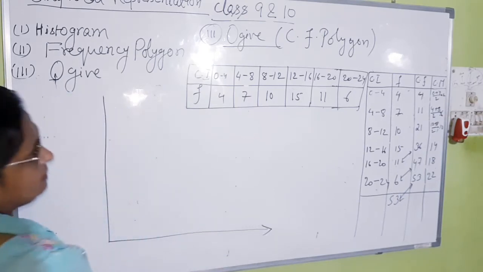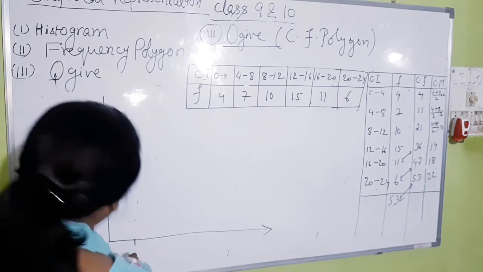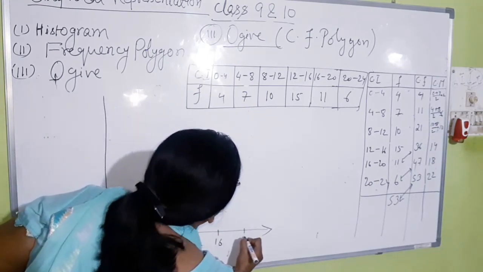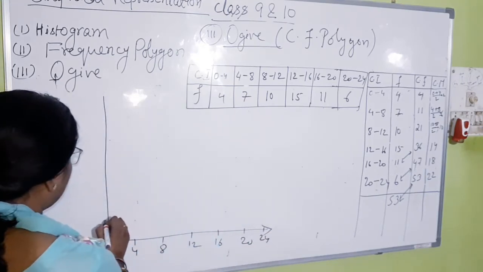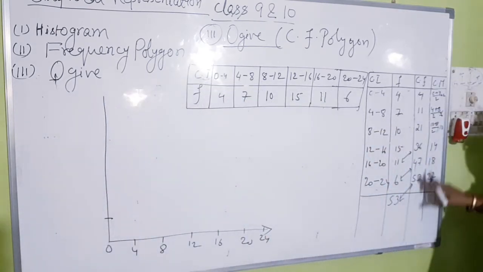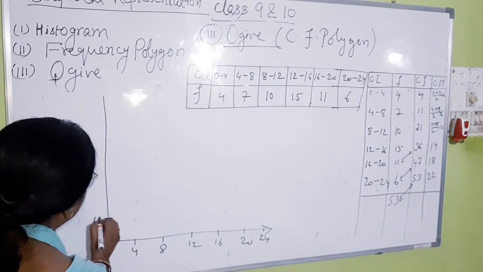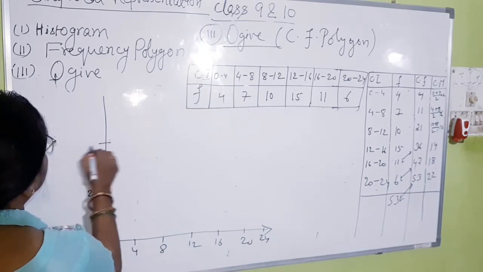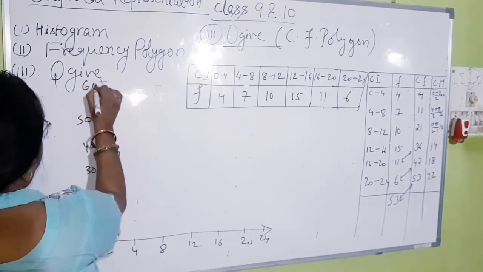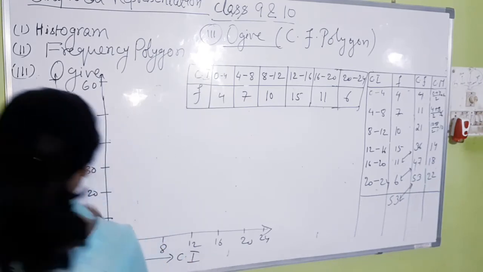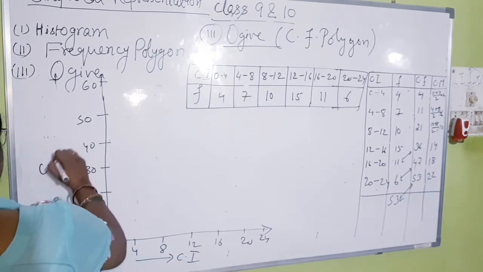This time along the x-axis, your class intervals as usual are 0 to 4, 4 to 8, 8 to 12, 12 to 16, 16 to 20, and 20 to 24. And for the cumulative frequencies, the smallest number is 4 and the highest is 53. So we will take the interval from 4 to 53, covering all numbers. It will be better to take 10, 20, 30, 40, 50, 60. This side is the class interval, and along the y-axis is the cumulative frequency.